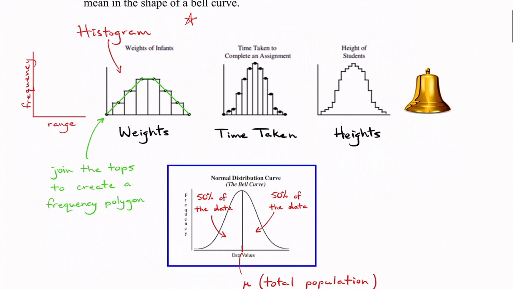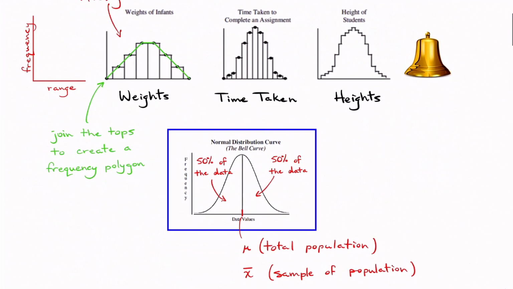Some more information about our normal distribution is this picture right here. If you were to cut the normal distribution in half, half of it is going to be on this side and half on this side. So 50% of the data is inside here and 50% of the data is inside here. The middle is where the average is going to be, and another word for average is the mean. Mean had two different symbols. This one we called mu, which stood for the total population, or this one, x bar, which was for a sample, just part of the population.